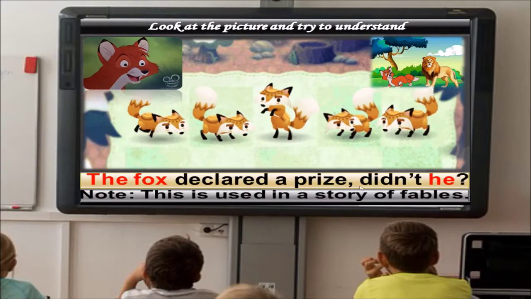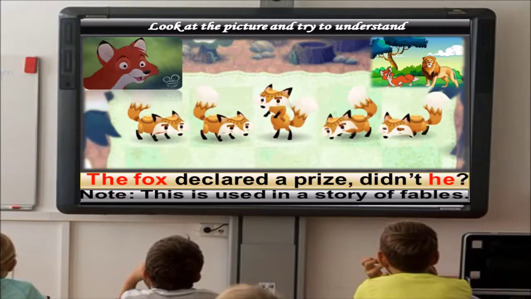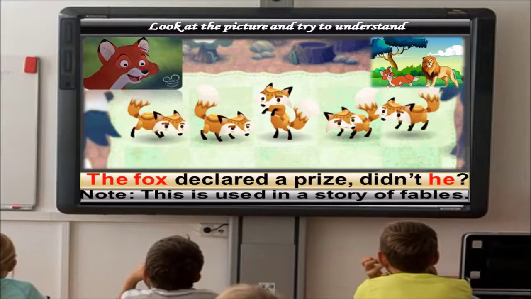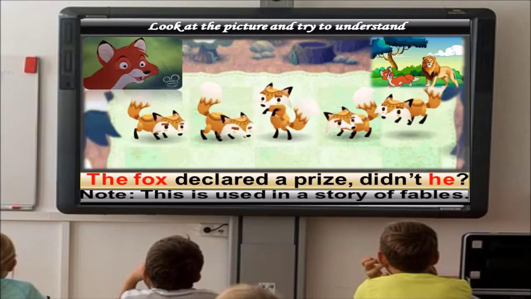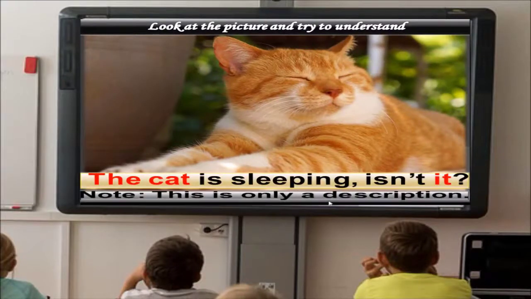Look at the picture and try to understand. The fox declared a prize, didn't he? This is used in a story of fables also. Look at the picture and try to understand. The cat is sleeping, isn't it? This is only a description. Okay.